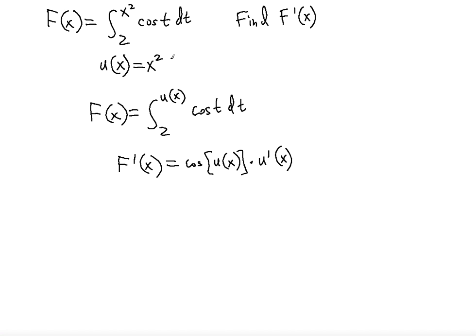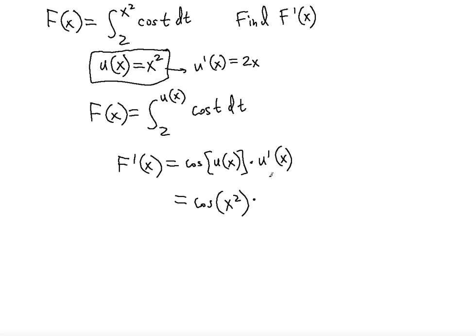And the u prime of x can be deduced from this substitution here, right? So the u prime of x is going to be simply 2x, right? Using the power rule of differentiation. So now this is going to be simply cosine, and u of x can be substituted back into the x squared, multiplied by the u prime of x, which is 2x. Okay, so the final answer is going to be 2x cosine x squared.